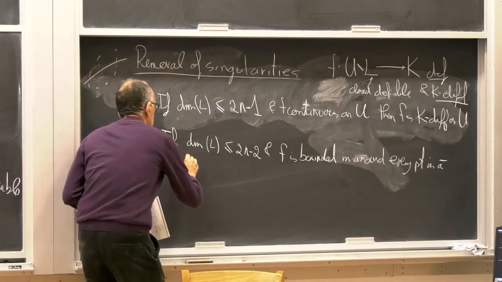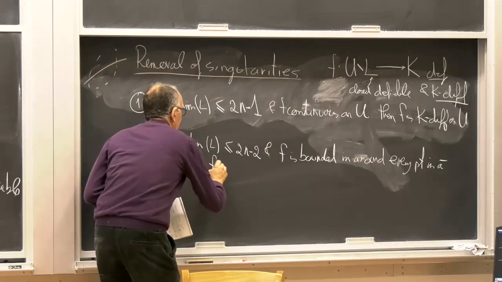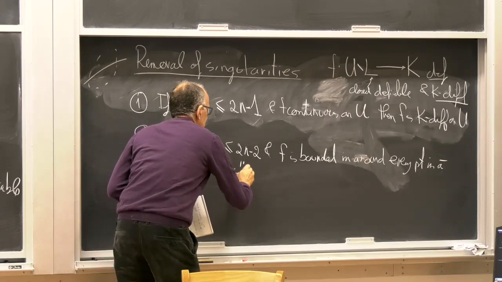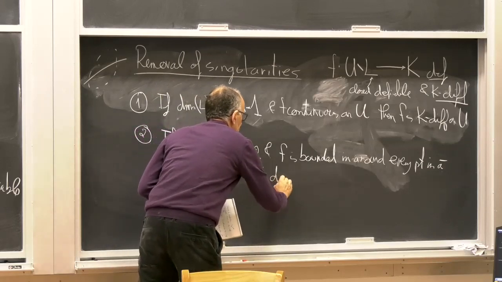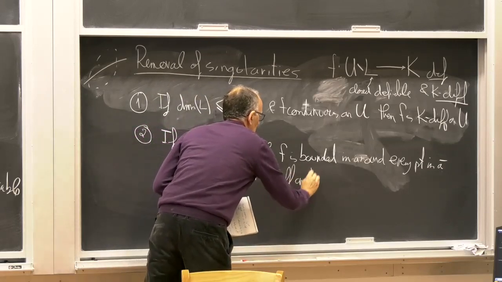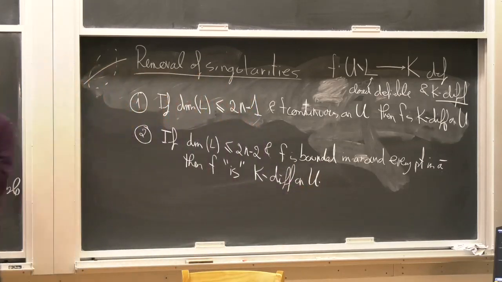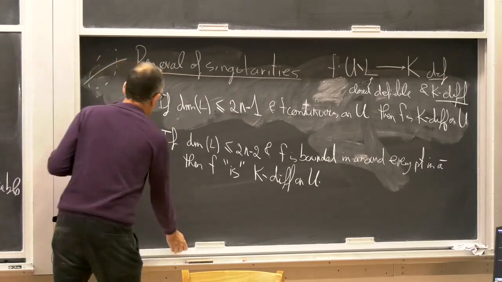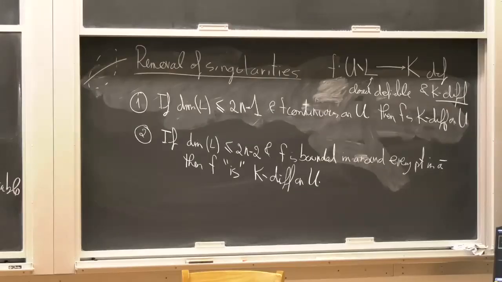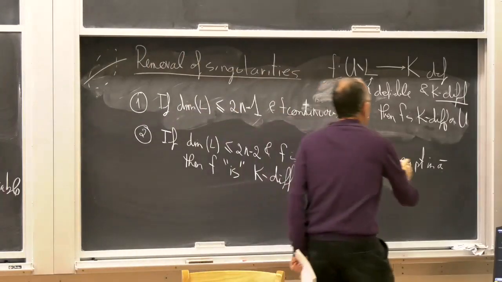Then F is, in the sense that it can be extended, K differentiable on U, as a unique extension. So this corresponds to Riemann removable singularity. Around every point in L, you mean, right? Well, yeah, around every point. Thank you.